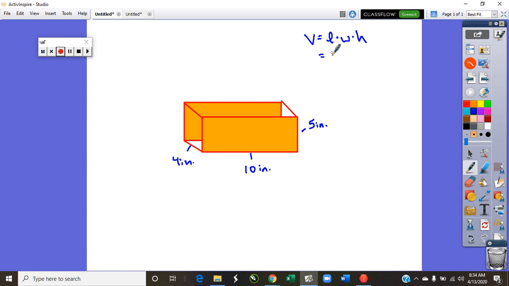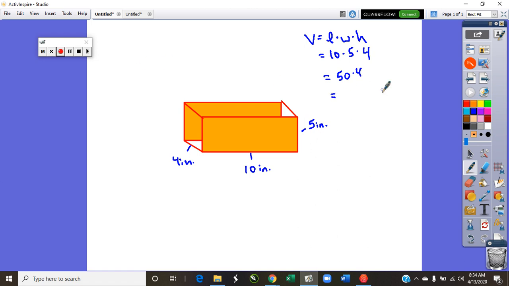But let's just say the length is 10. And to prove that to you, let's say that I make the 5 the width. And let's say the height is 4. Okay. When I multiply these, 10 times 5 is 50 times 4.